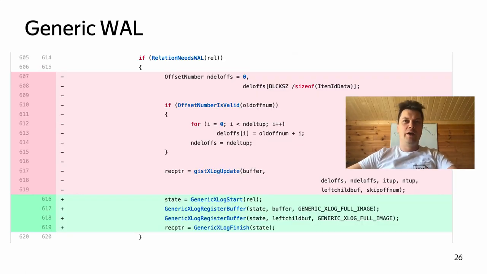For example, here is a diff for updating a split of pages in gist, where we had a whole function to log what changed, split, delete of items on a page, and we just exchanged this function with a call to generic xlog full image. Full image is costly. You better register your buffer before doing a change, and when you call xlog finish, generic xlog will write what actually changed there.